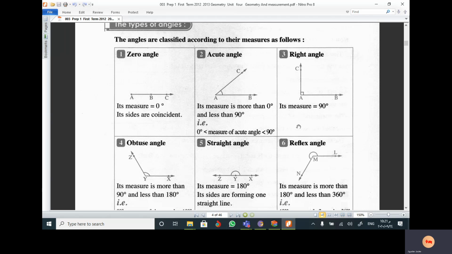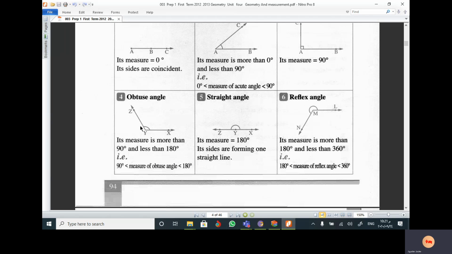Obtuse angle is an angle more than 90 and less than 180. Straight angle measures 180 degrees. At last, reflex angle. A reflex angle measures more than 180 and less than 360.